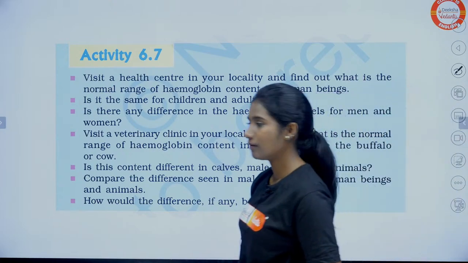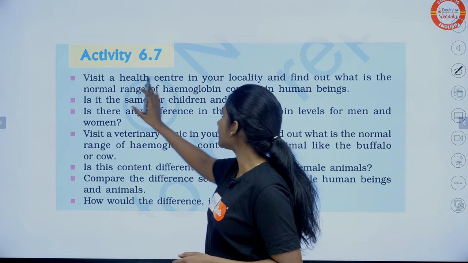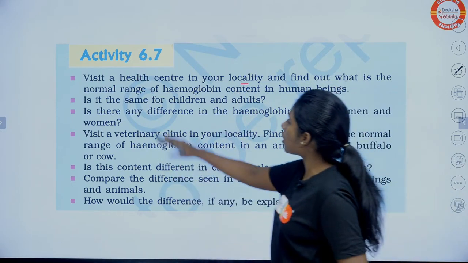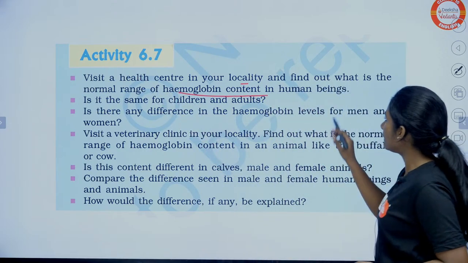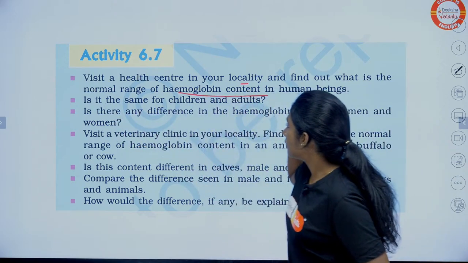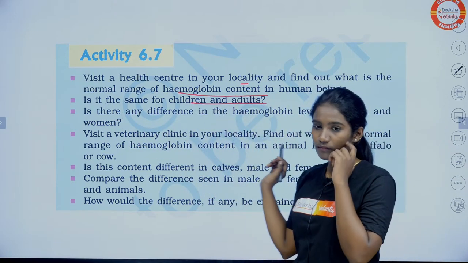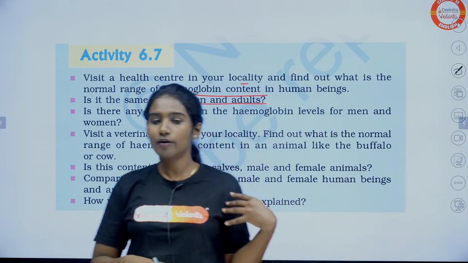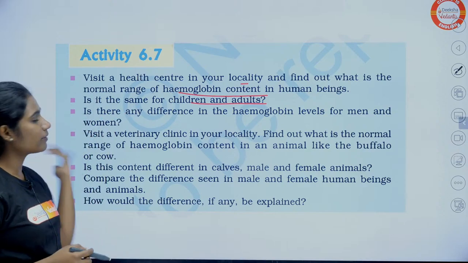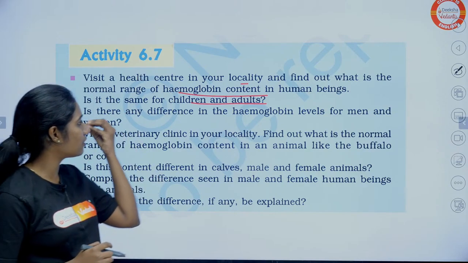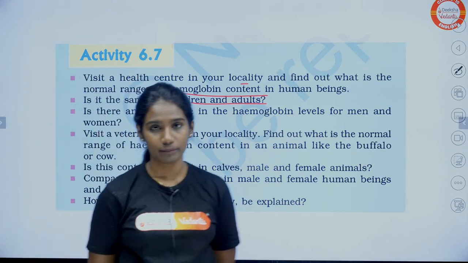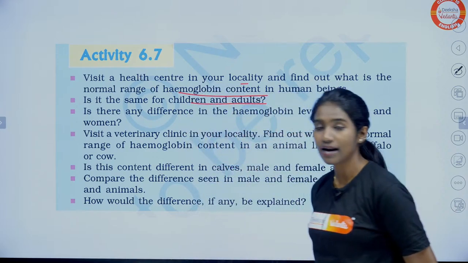Next activity. Okay, so here, visit a health center in your locality and find out what is the normal range of hemoglobin content in human beings. Okay, and then is it the same for children and adults? So actually you had to do this. You will have to go visit a nearby hospital, a nearby healthcare center, and find out what is the normal range of hemoglobin in human beings, and is it the same for children and adults?